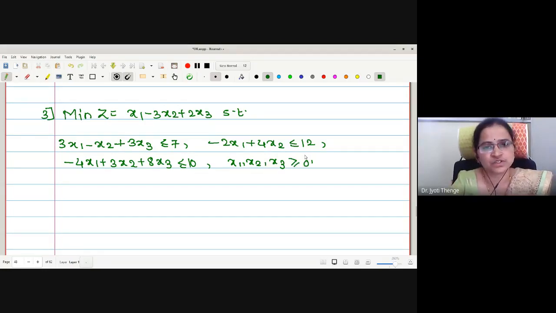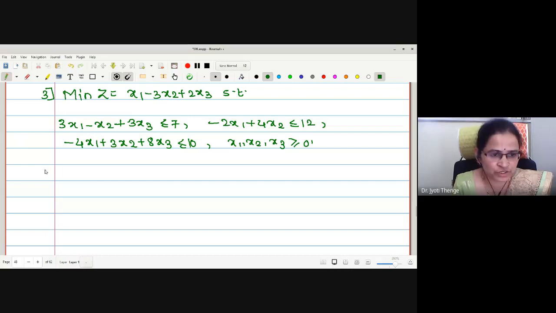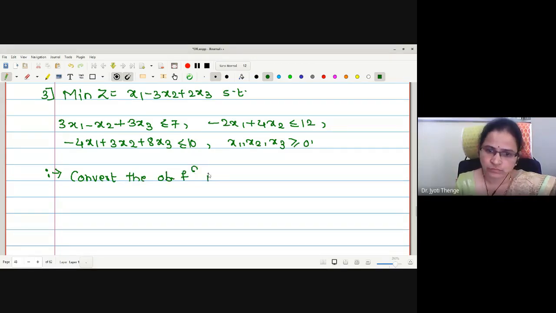One by one we will check the steps. What about the objective function? It is not in maximum form. Therefore, we have to convert the objective function into maximization form.